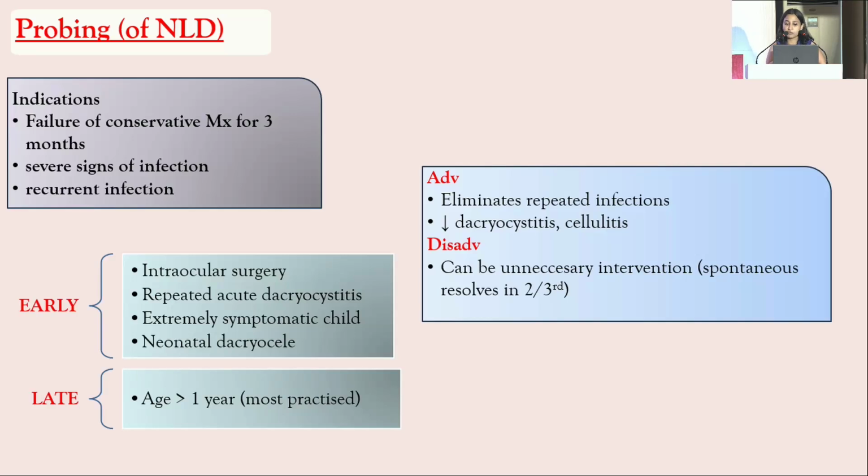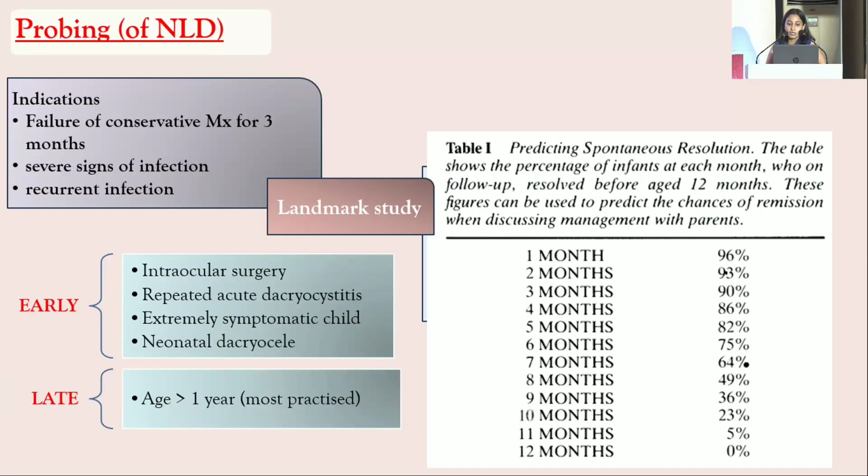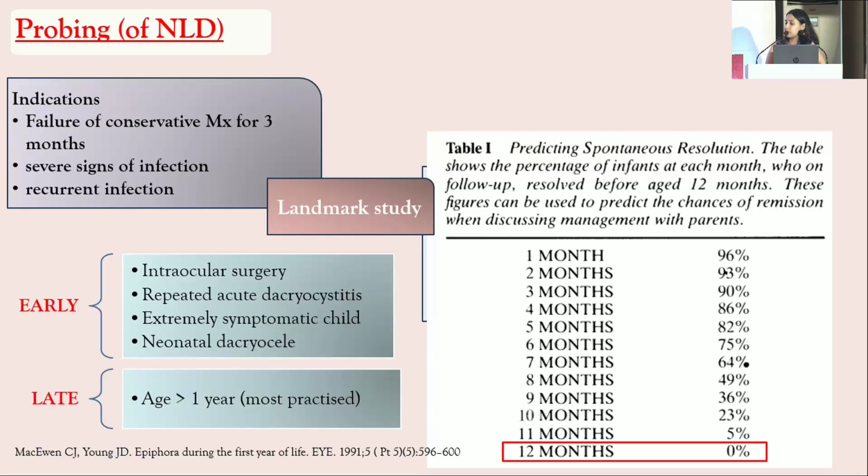What is the advantage of early probing? We are causing less risk for cellulitis. But what is the disadvantage? Because 2/3 of the cases can spontaneously resolve, we are putting the child through an unnecessary intervention. So there was a landmark study which showed spontaneous resolution. After 12 months, there is very minimal resolution. So late probing was advised.